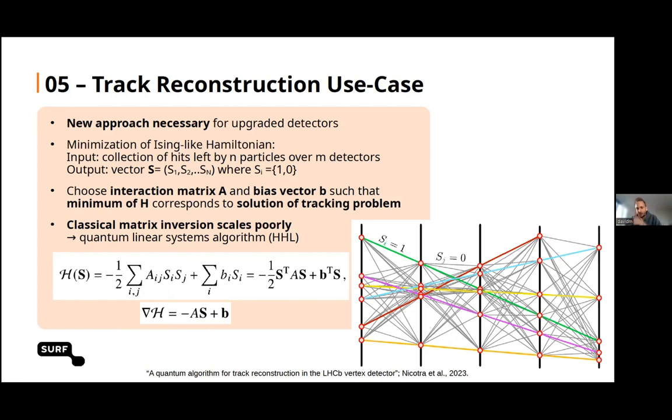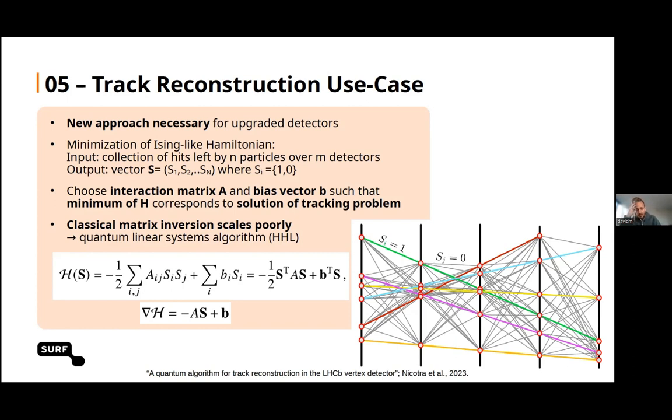And this Hamiltonian can have different terms that describe how bent the tracks can be or how much they can bifurcate. And the inputs that we have would be some collection of hits left by n particles over n detectors, like we have it on the bottom here. So we just have these dots on the detectors.